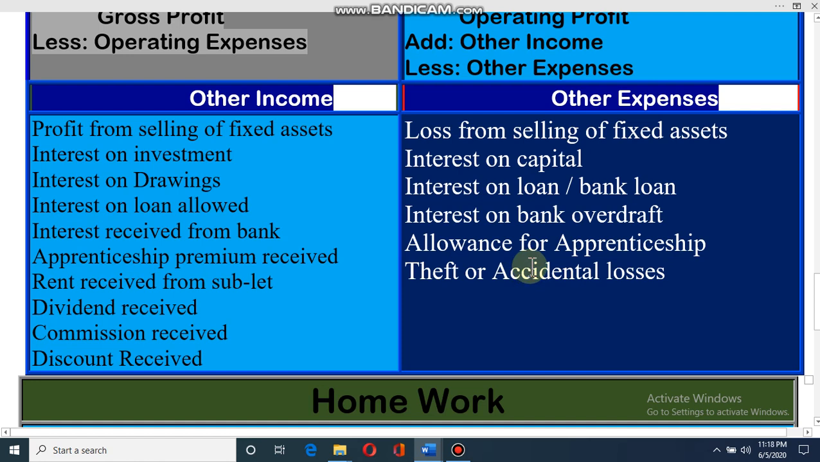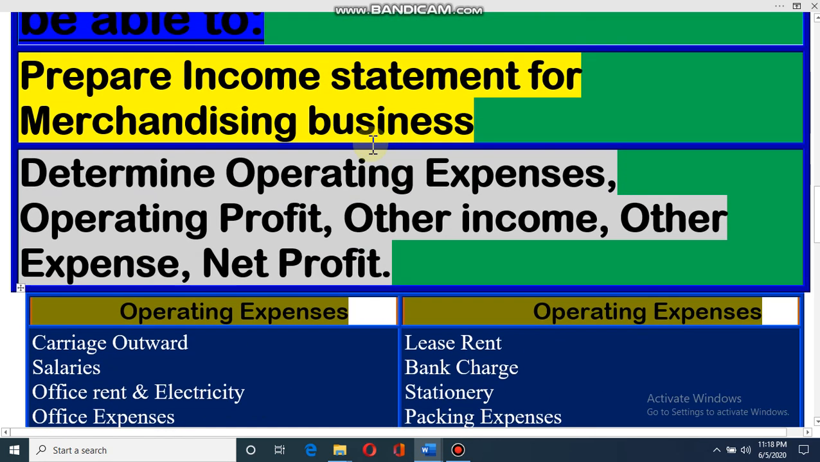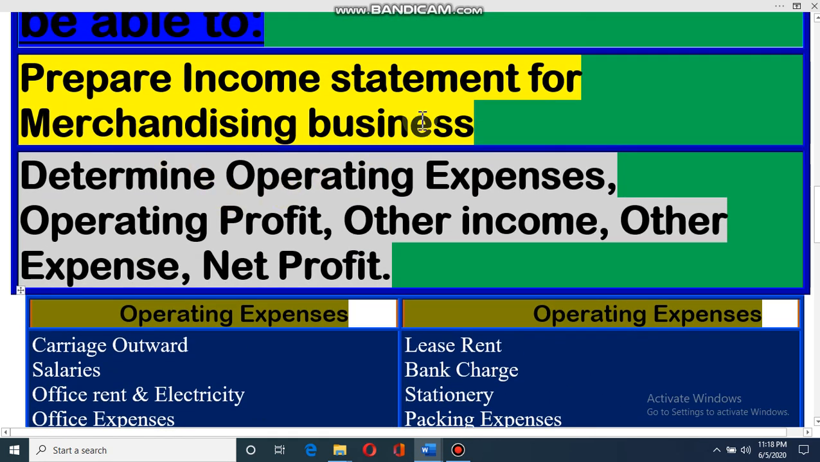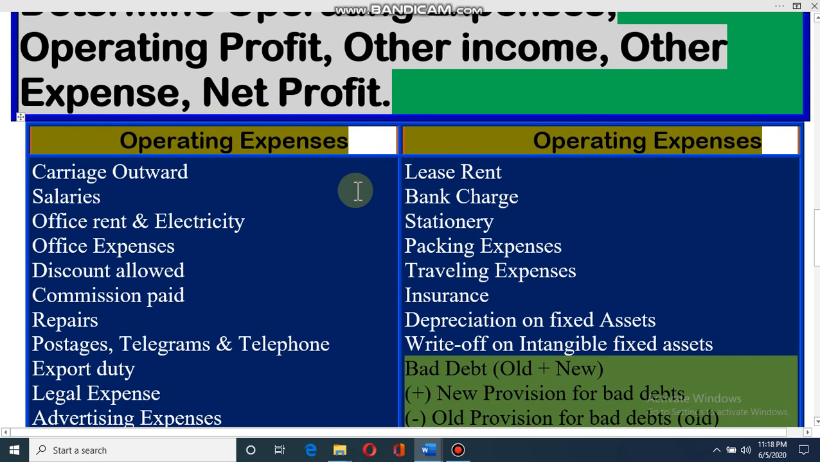These are some examples of other expenses. Dear student, I would like to discuss the whole formula, that means last class and today's class, again. Look, first you find out the gross profit for the income statement of a merchandising business. At first you have to find out the gross profit. The process is that net sales less cost of goods sold, then you get the gross profit.